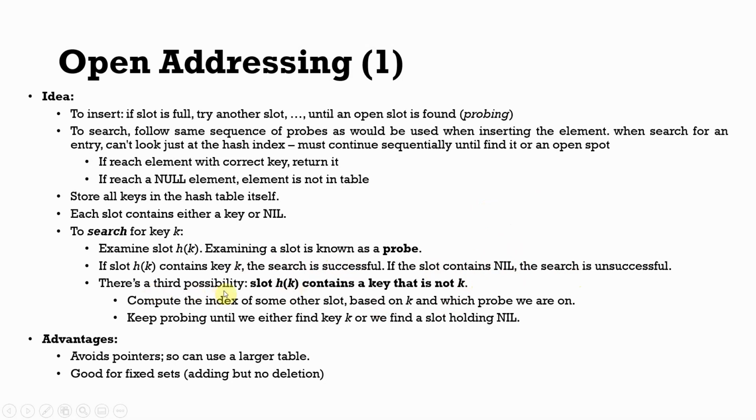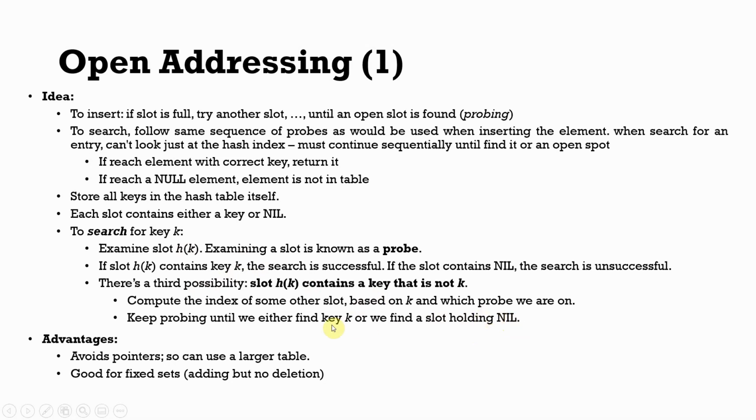This is basically explaining the probing sequence. There's a third possibility: slot h(k) contains a key that's not k, so we compute the index of some other slot based on the probing sequence that we have, and we follow that probing sequence. We do that until either we find the key or we reach a cell that contains nil, an empty cell. If that's the case, it means that k doesn't exist in the table, so the search was unsuccessful.